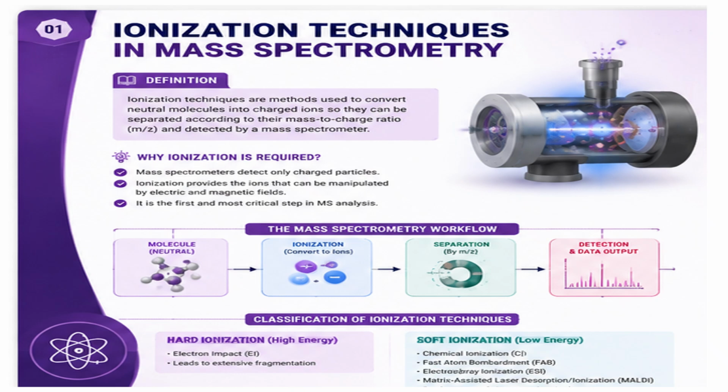Ionization techniques are mainly classified into two types: hard ionization and soft ionization. Hard ionization uses high energy, such as electron impact ionization, and causes more fragmentation. Soft ionization uses low energy and causes less fragmentation. Examples include chemical ionization, FAB, ESI, and MALDI. So, the key point is that ionization is the first and most critical step in mass spectrometry analysis.